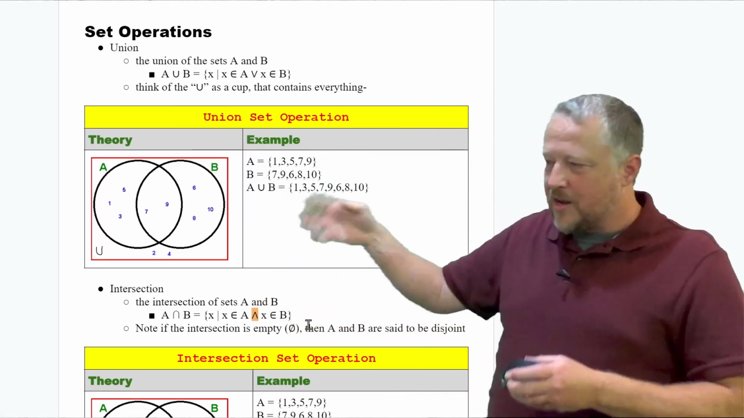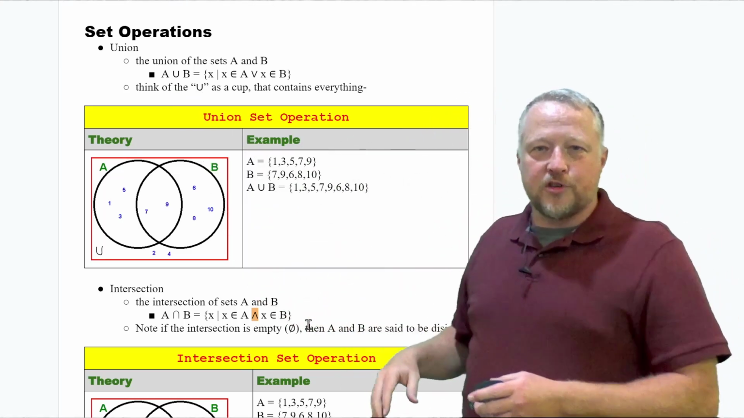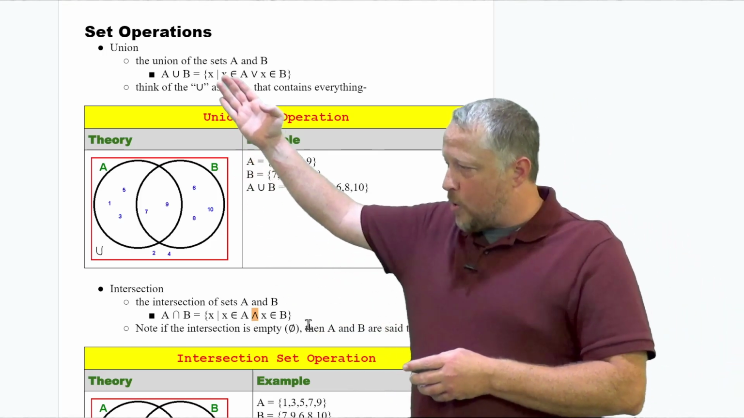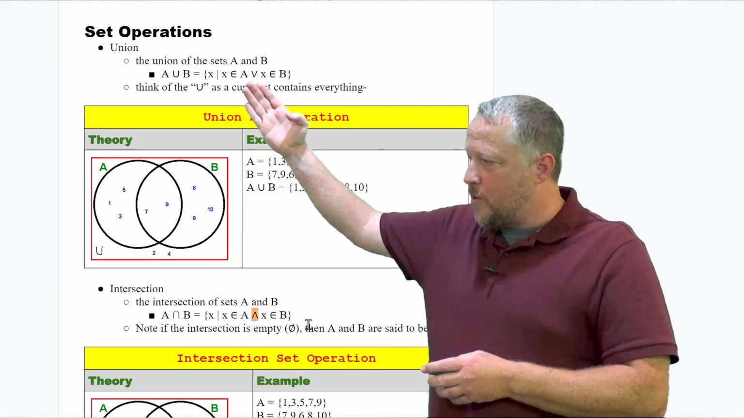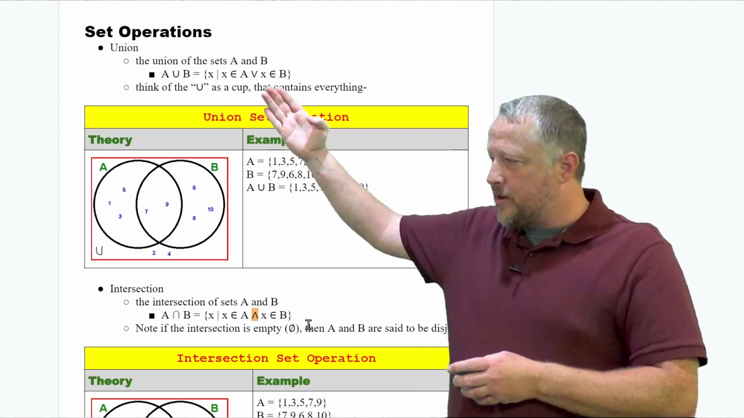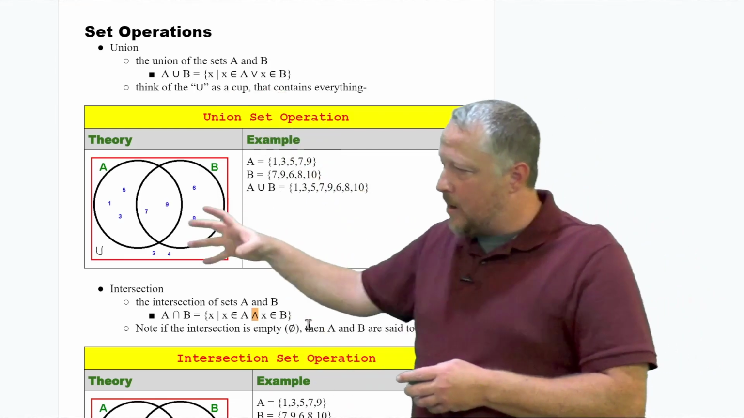You can think of it as filling up a cup with all the different sets because it is pulling everybody together. So you're using the set-builder notation of this is going to be our OR: from set A or the elements from set B. They're all piled into one here.